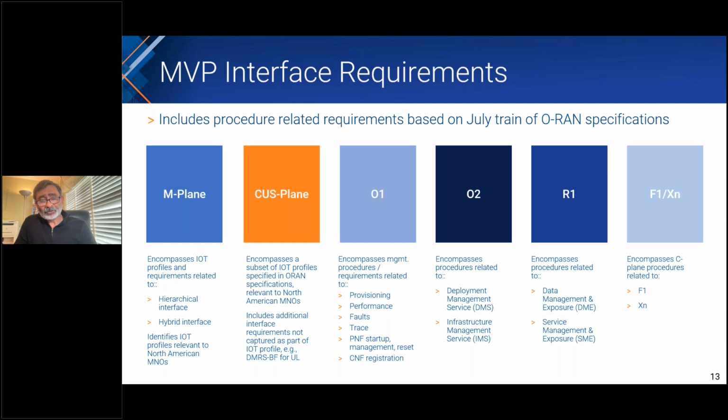So as you can see, our team spent quite a bit of effort on developing the interface requirements to facilitate interoperability and multi-vendor deployment. And if you look at the content, probably half of the document is focused on the interface requirements.